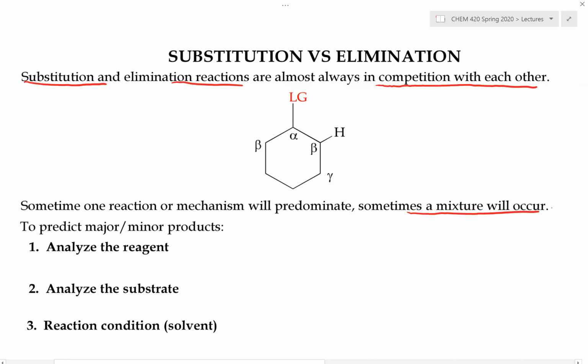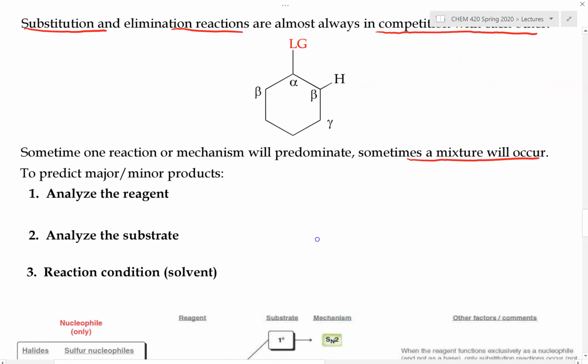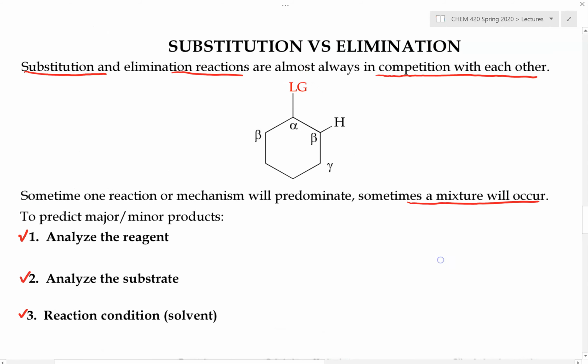So to be able to predict which mechanism will predominate, we have to analyze the following factors. First, the reagent, second, the substrate, and third, the reaction condition. Each of these factors right here can help us determine whether a reaction will be favored by the substitution reaction or the elimination reaction. So now, let's discuss the first factor, the reagent.